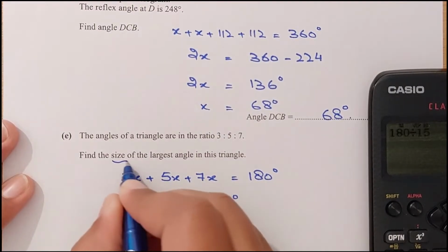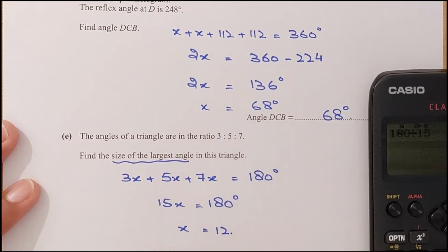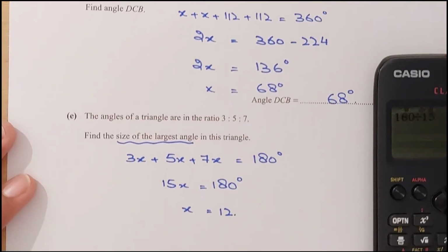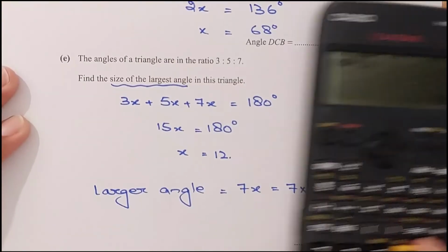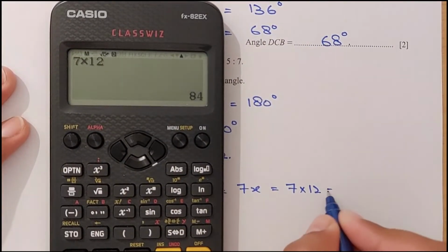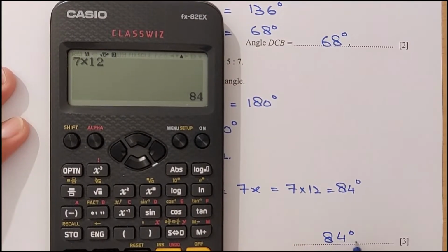So we have to find the size of the larger angle. So this is 3x, 5x, 7x. 7 is the larger one. So we can say that the larger angle is 7x. 7 times 12. 7 times 12 is 84. That is 84 degrees.